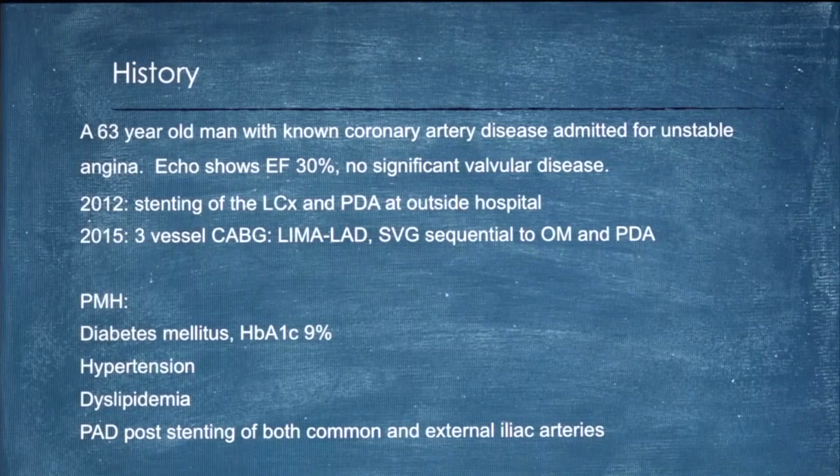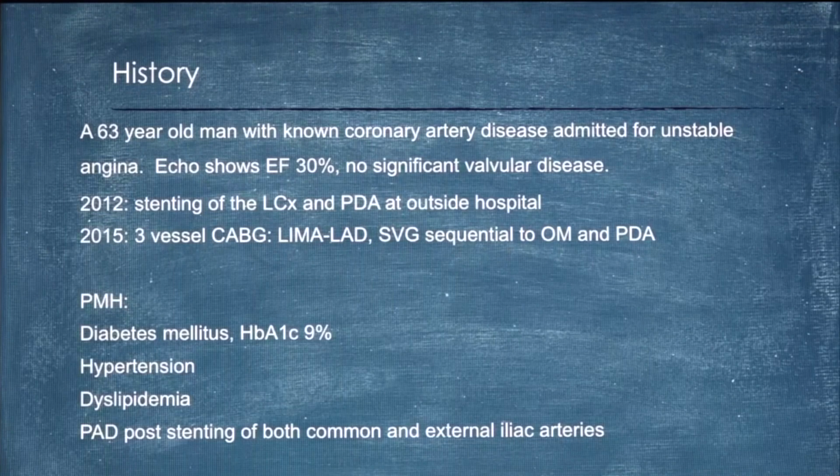So this is a 63-year-old man with known coronary artery disease. He was admitted for unstable angina. His echo shows an EF of 30%, and there's no significant valvular disease. In 2012, he had stenting of the circumflex and PDA at the outside hospital. And 3 years after that, he had 3-vessel coronary bypass surgery with the LIMA to LAD, and an SVG, which was sequential to the OM and the PDA.